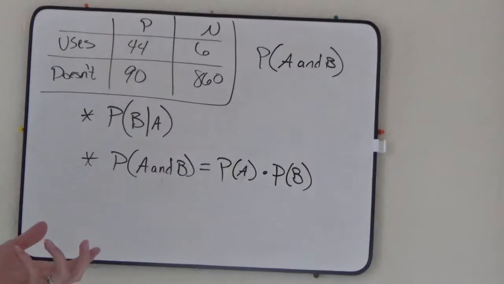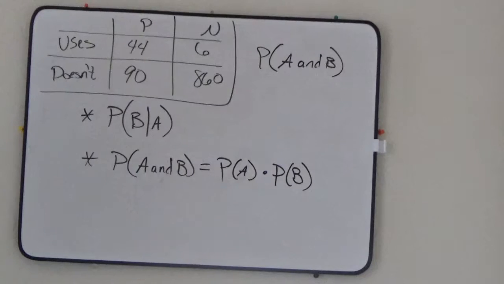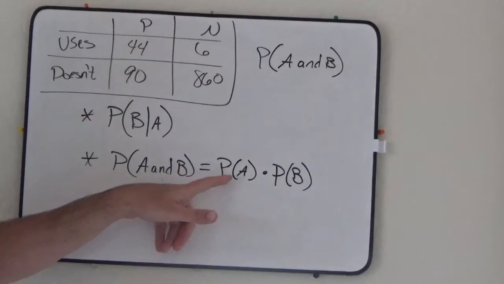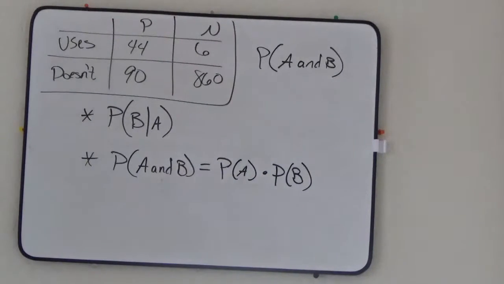So A has already occurred. So A has already occurred, we want to find the probability of B, knowing that A has occurred. That's what that means. Now the formula for multiplication rule is this. If you're looking for the probability of A and B, then you're going to find the probability of A and multiply it by the probability of B.